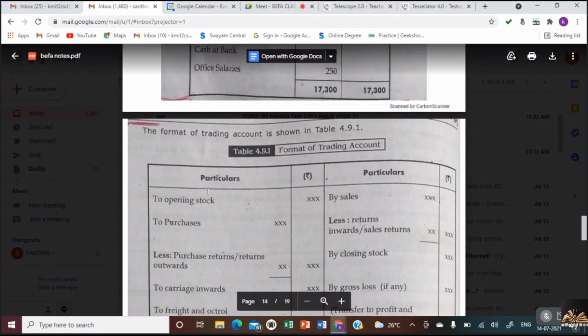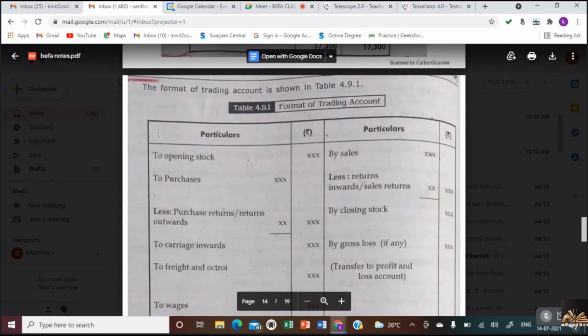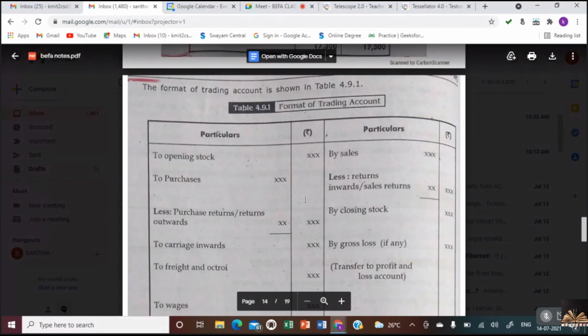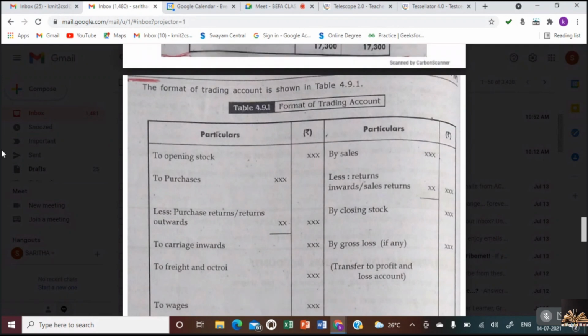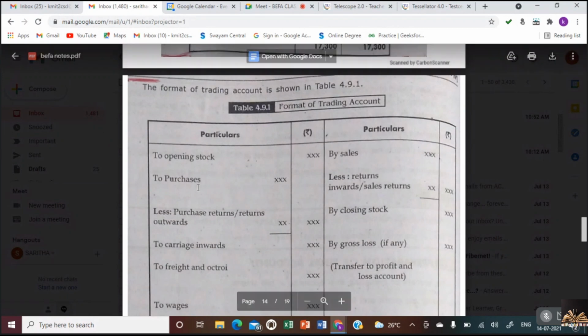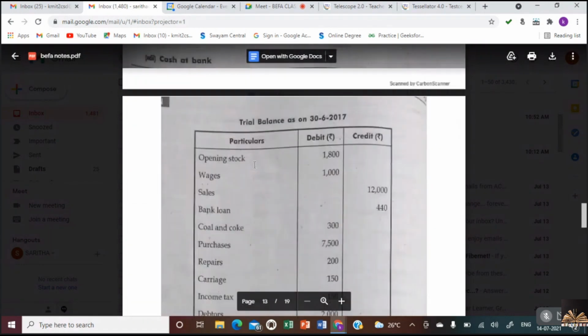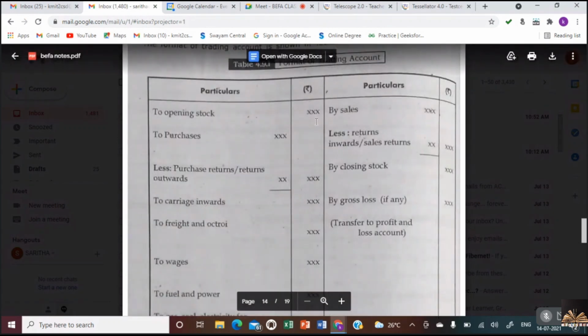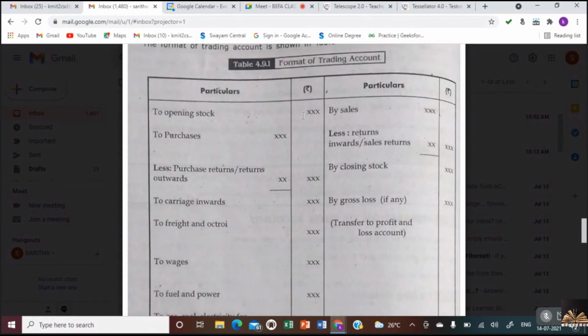Always remember, the first item would be 'To opening stock'. Is it clear, Nana? All the debit items start with 'To', and all the credit items start with 'By'. So opening stock will be given here. How much is the opening stock? 1800. Take 1800 here. The first item is always opening stock. The last year's closing stock would be this year's opening stock.